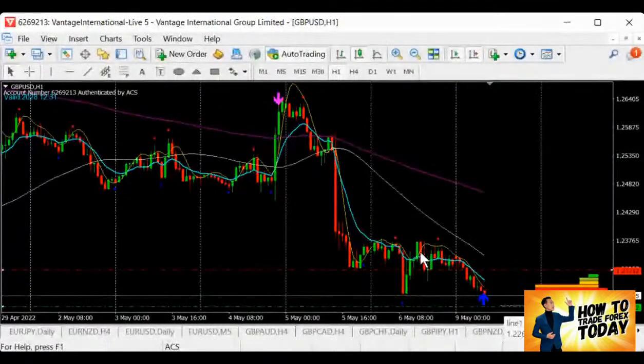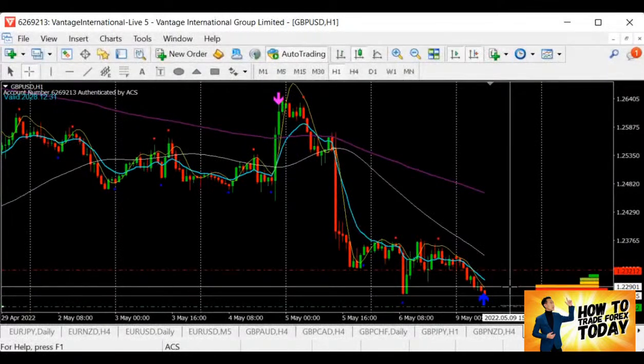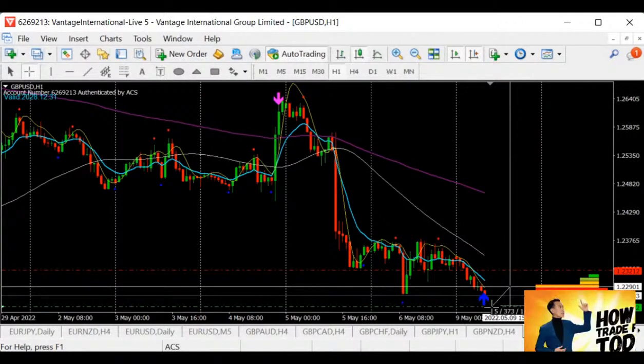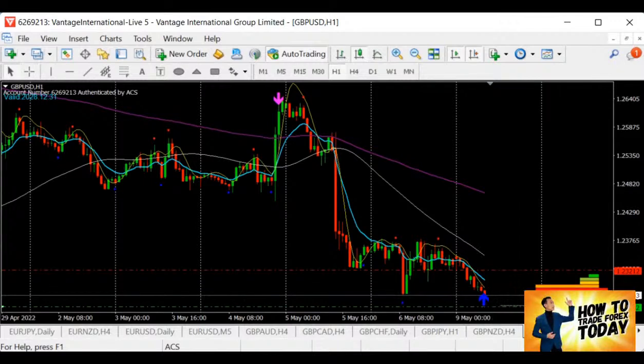And then we will check the number of pips, the available space to the support. How many pips do we have? If this is the level, I'll have 37. Okay, that's fine. We can go. So make sure you also calculate the space before you actually start trading. Pound dollar actually looks not bad, looks good. We just need to wait for a new cycle to come along.